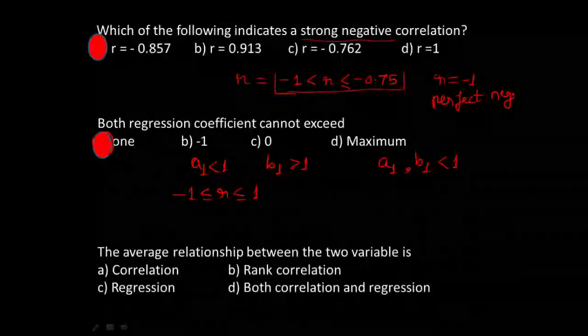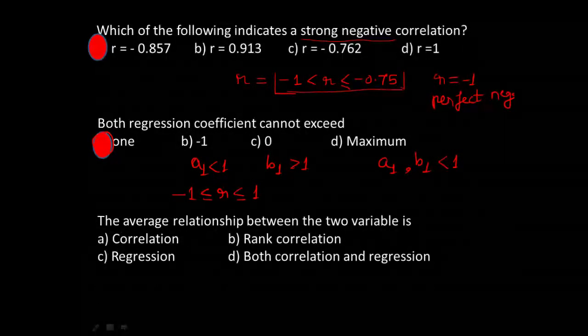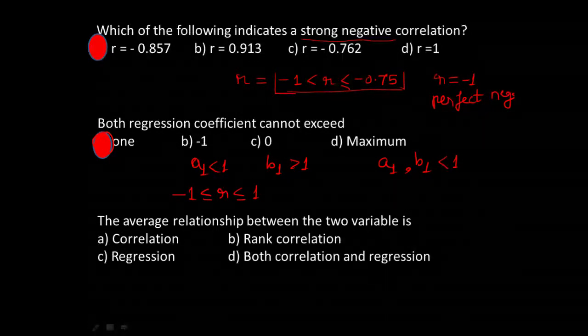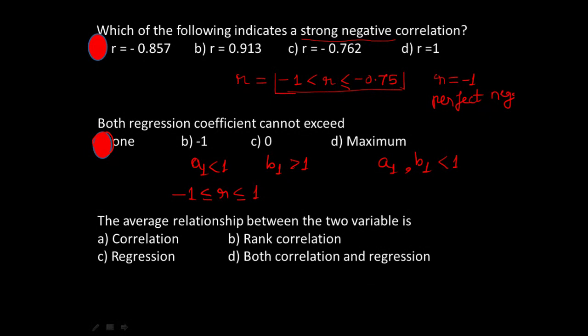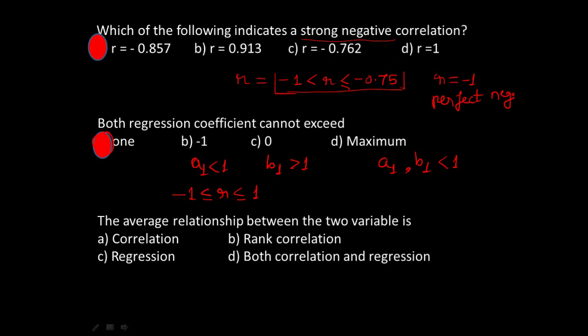Now next one: the average relationship between the two variables is... The different choices given are correlation, rank correlation, regression, both correlation and regression. Yes, the average relationship between the two variables is required. Average means contribution of both the variables. When we want to check the dependency and independency of the two variables, that is nothing but correlation. But when the average relationship between them has to be estimated, that is called regression, right? So here the answer is regression, right?